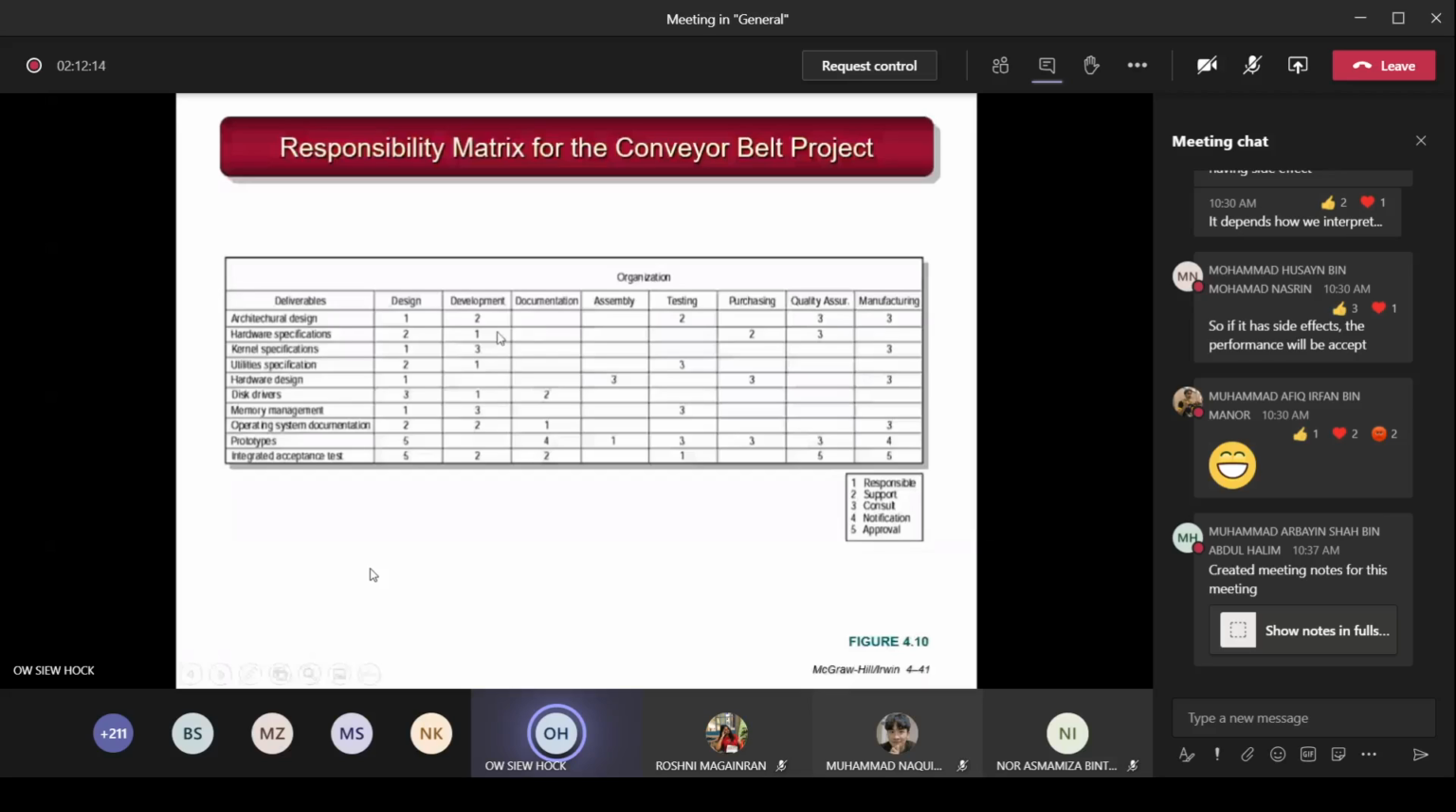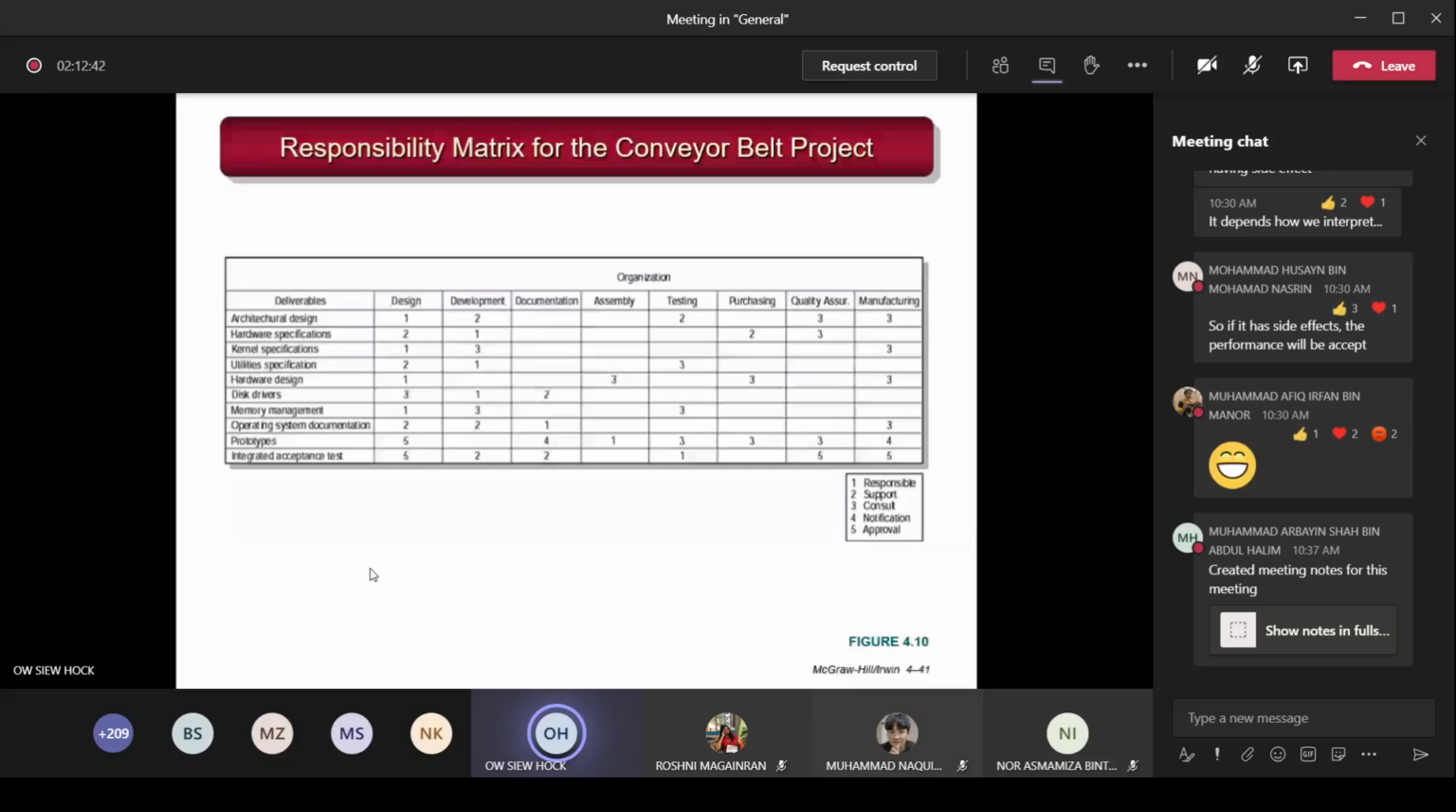You can see two, development, is supporting. This one is giving support to this architectural design. Here testing also gives support. Then quality assurance is consult. I have to consult the quality department on whether I've achieved the quality aspect. So in this organizational perspective, each department plays a different role, instead of responsible or supporting, which is for an individual person.